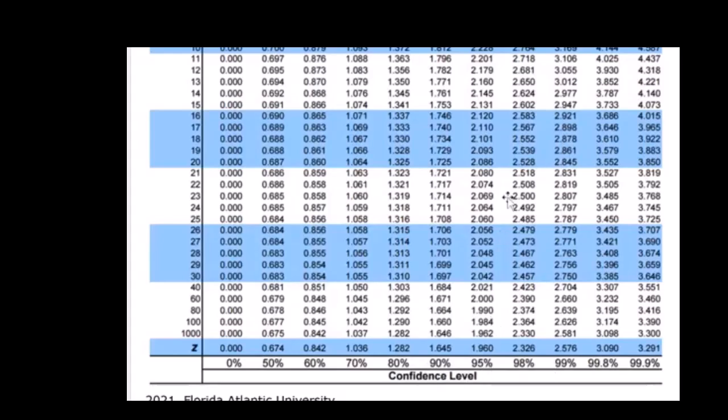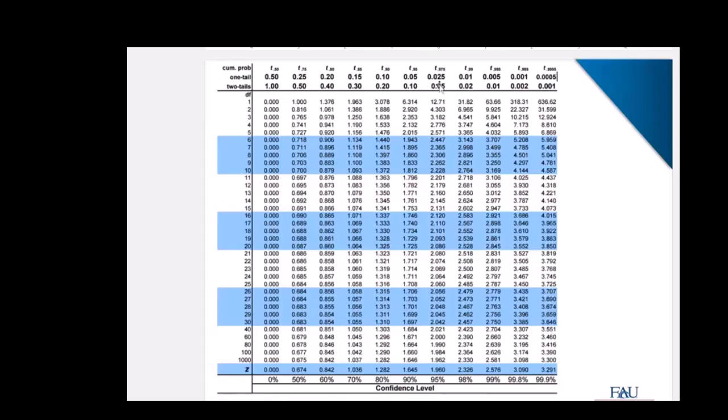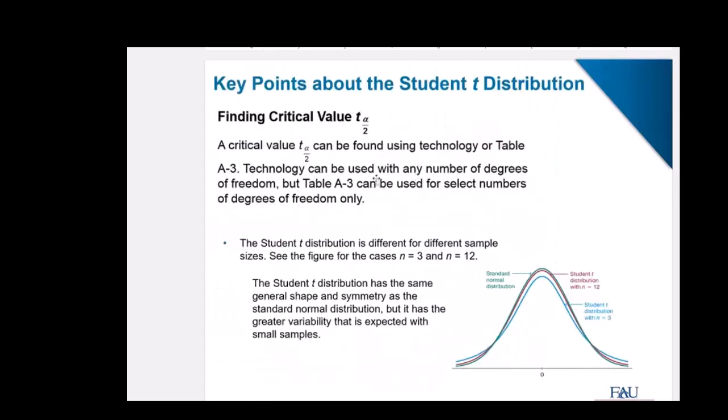Here's our 95. And if we go up here, the right tail, 0.025. This is our degrees of freedom over on this side. Let's say we had 20 values in our sample size, then our degrees of freedom are going to be 19. We look here and we find 2.093 would be our 95% confidence level with 19 degrees of freedom. And technology can be used with any number of degrees of freedom. The table only had certain degrees of freedom.